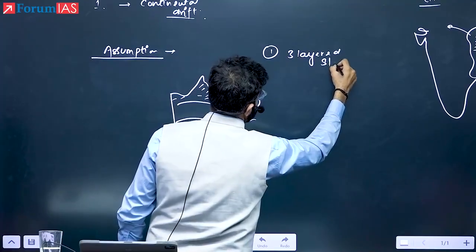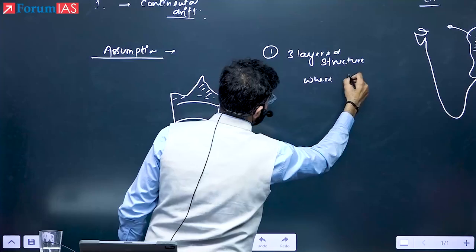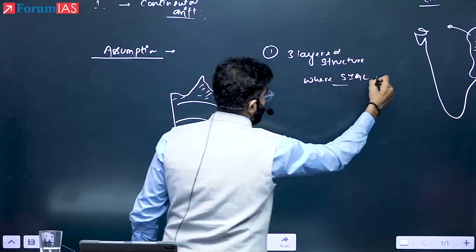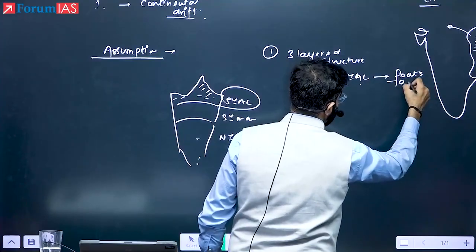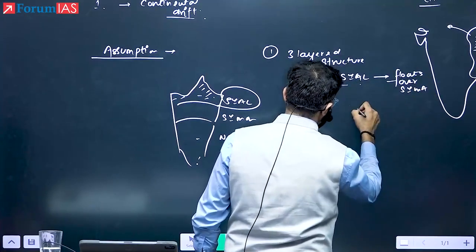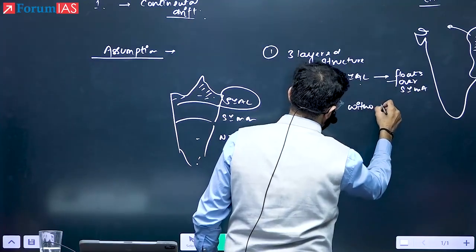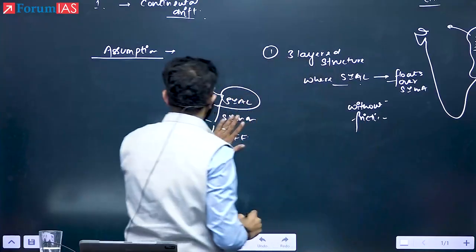So number one assumption: a three-layered structure, where Sial floats over Sima. And when he said Sial floats over Sima, he said it happens without friction. Without friction. That is number one. The second assumption he is making is about forces.